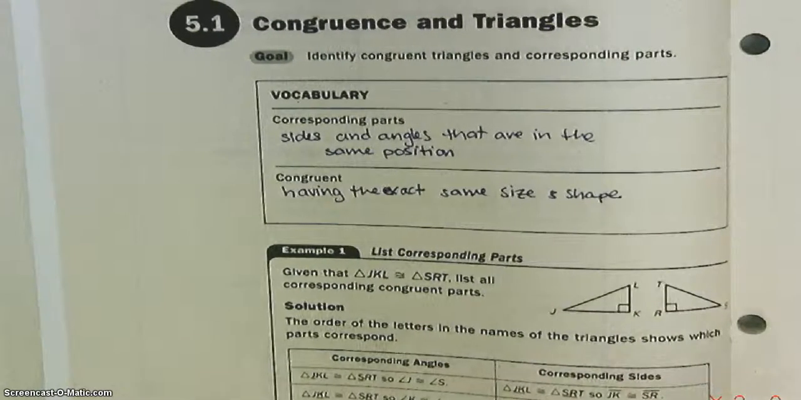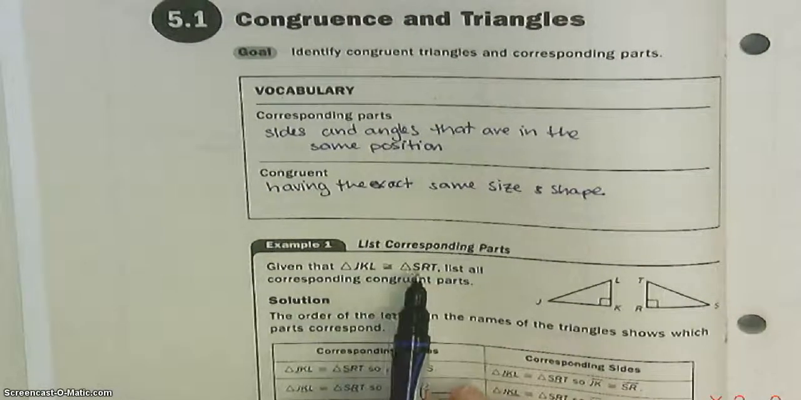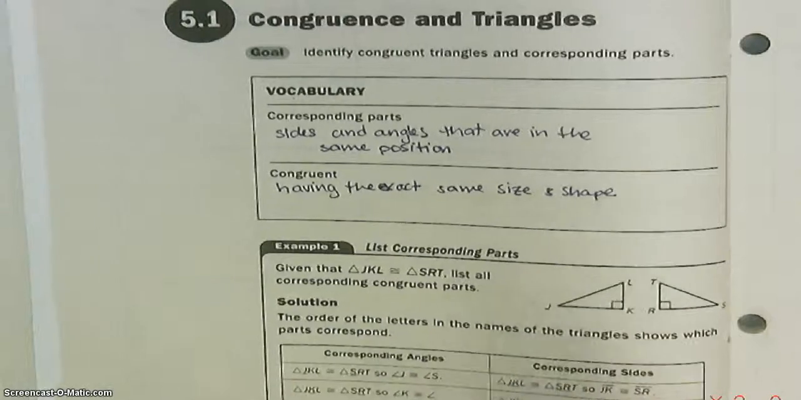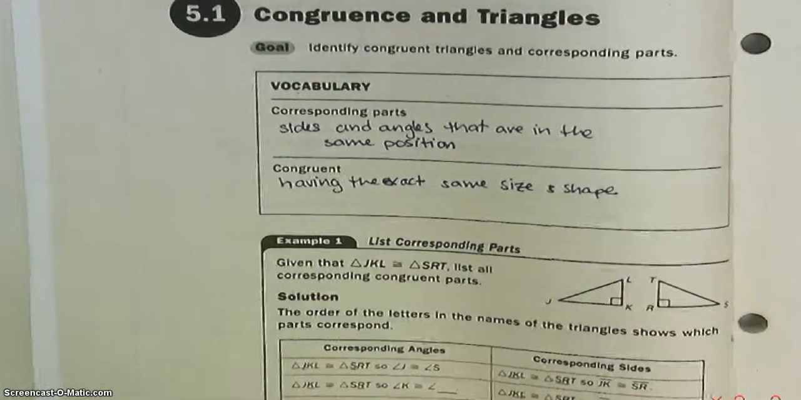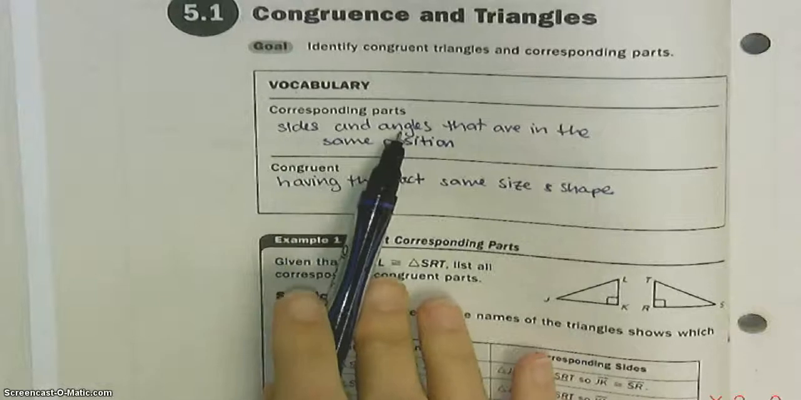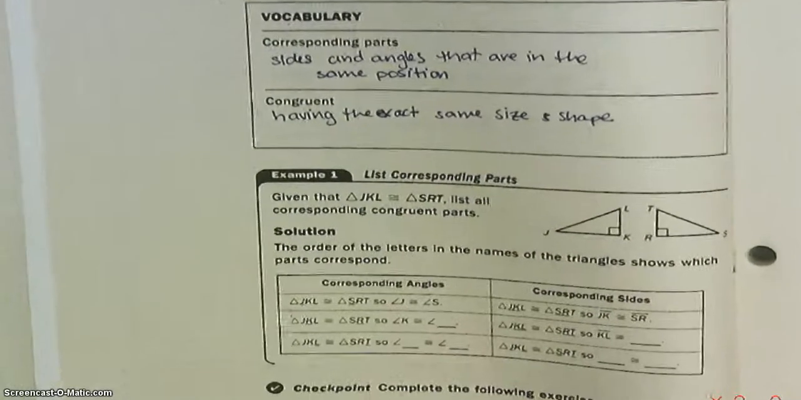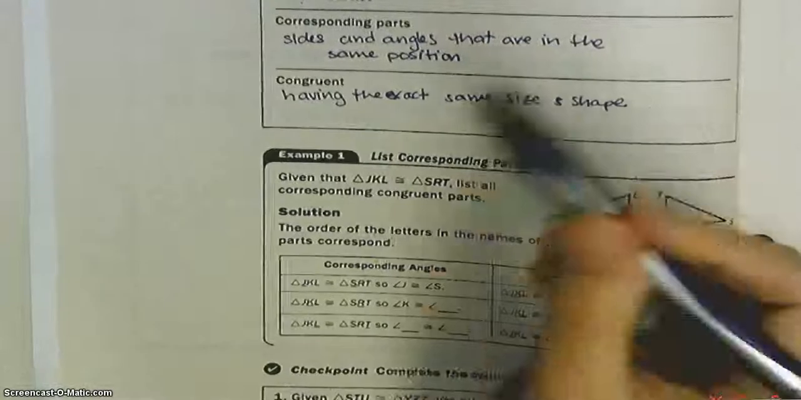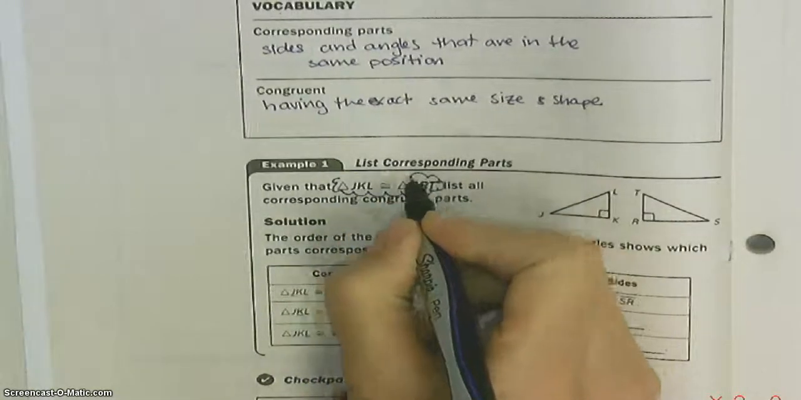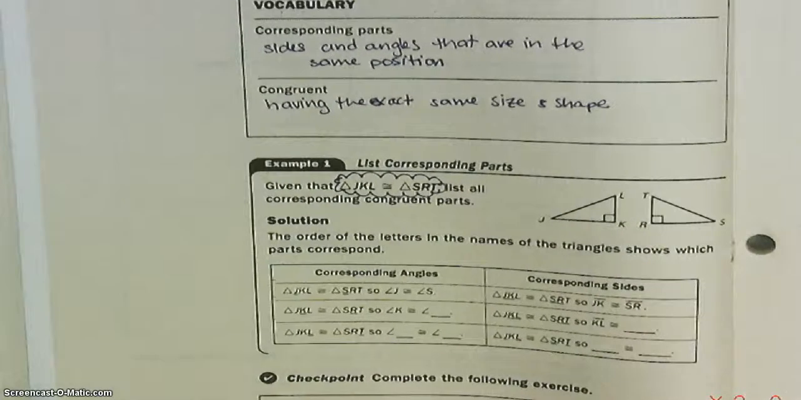So we're going to look at this example here. It tells us that these two triangles are congruent. So they have the exact same size and the exact same shape. And we have to list all the corresponding congruent parts. So all the sides and all of the angles that are in the same position. That's what we have to do here. And this really tells us everything we need to know. This is really helpful, and we're going to talk about why that's so important.